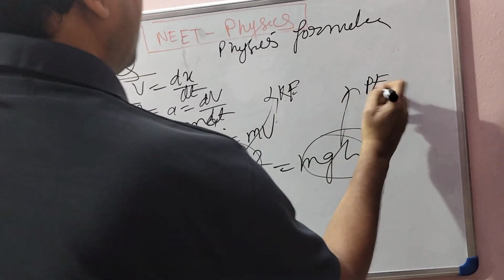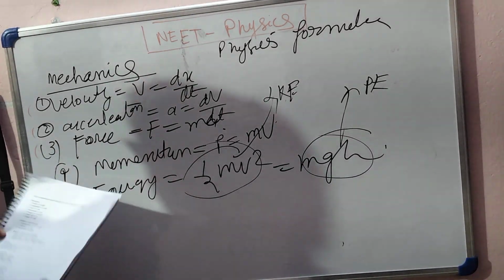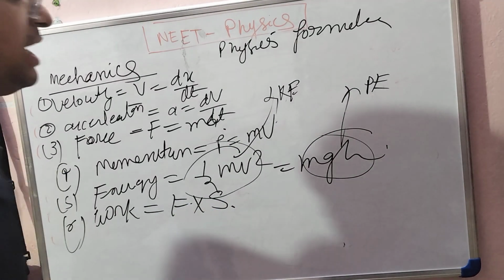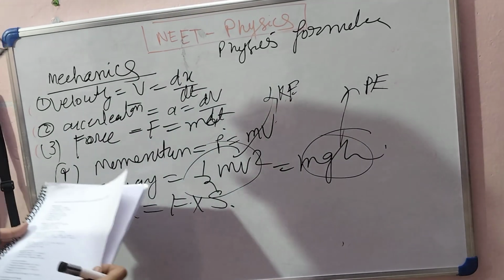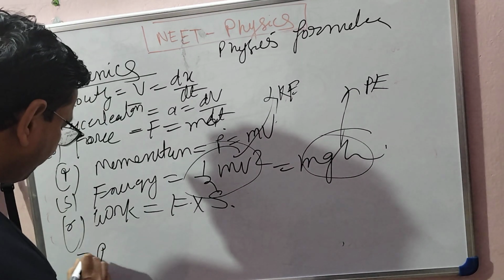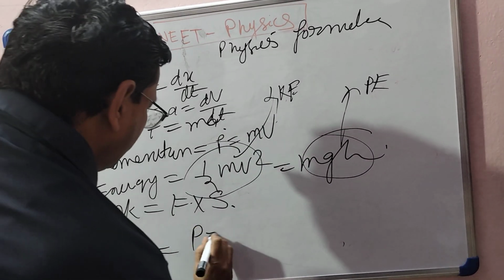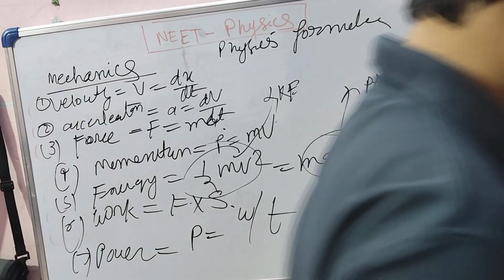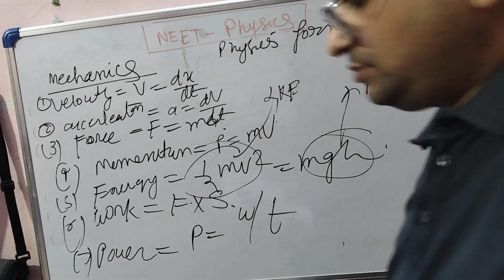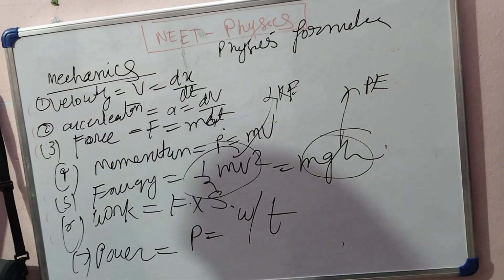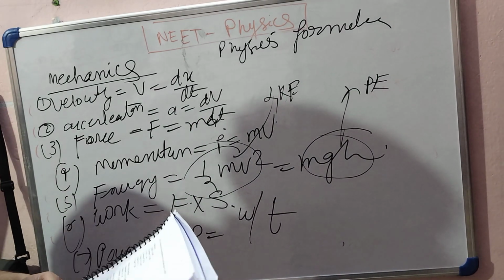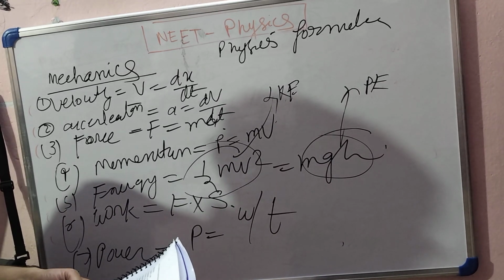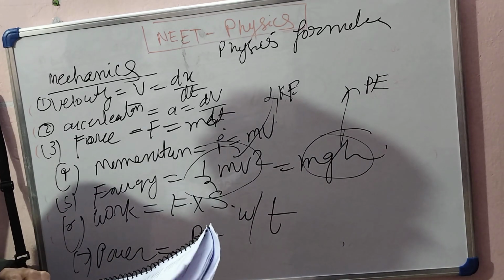And number 6, work equal to F into S. And the power formula is P equal to W by T. Just write down those formulae in class. I think we have just discussed that. This is the formula of that.